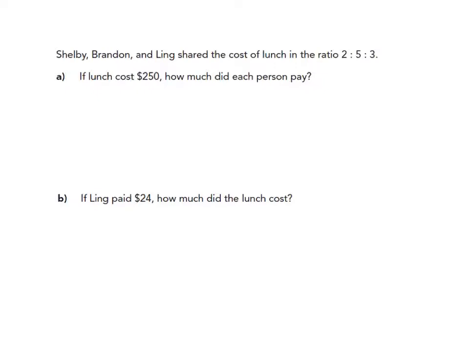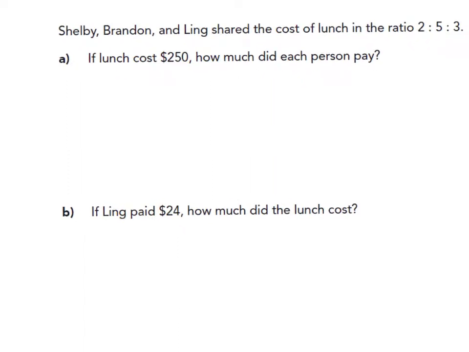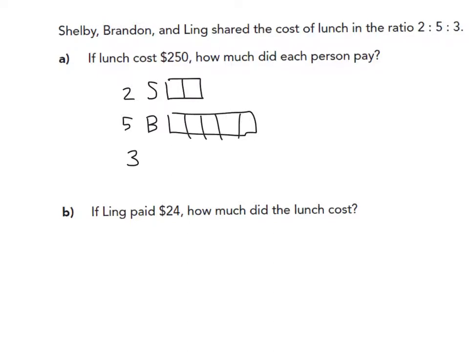Okay, for Shelby, Brandon, and Ling, they shared the cost of lunch. It was 2 to 5 to 3. So if I set this up, I know that it's 2 to 5 to 3, and that's Shelby has 2, and Brandon has 5, and Ling has 3. So let me see what information they give me on top of that. If lunch was $250, how much did each person pay? Well, I know that this total must be $250.